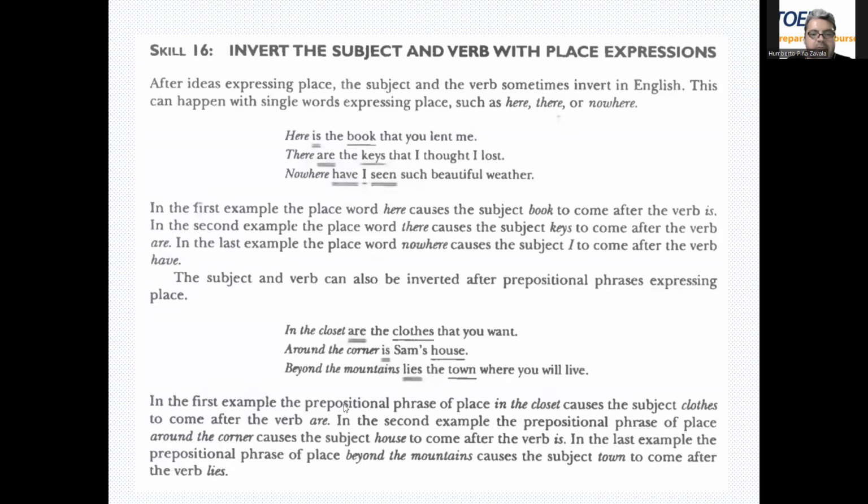In the first example, the prepositional phrase for place, in the closet, causes the subject clothes to come after the verb are. In the closet are the clothes. In the second example, the prepositional phrase for place, around the corner, causes the subject house to come after the verb is. Around the corner is Sam's house. In the last example, the prepositional phrase for place, beyond the mountains, causes the subject town to come after the verb lies. Beyond the mountains lies the town where you will live.